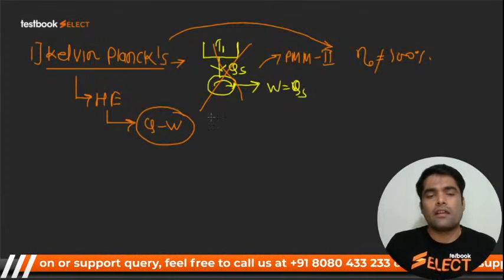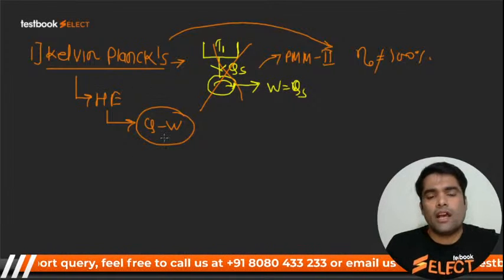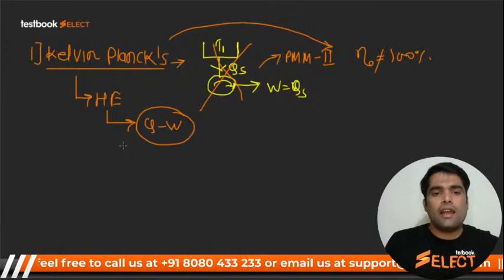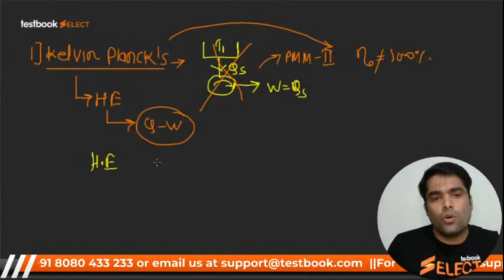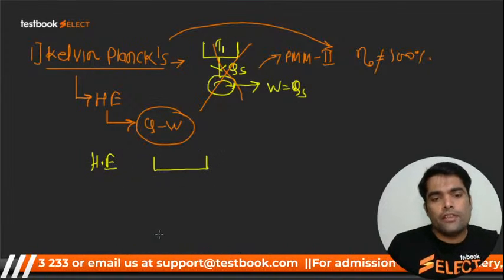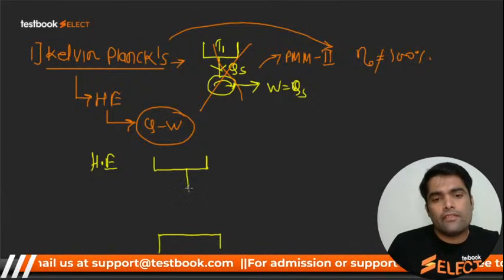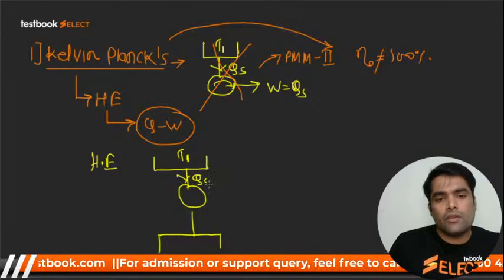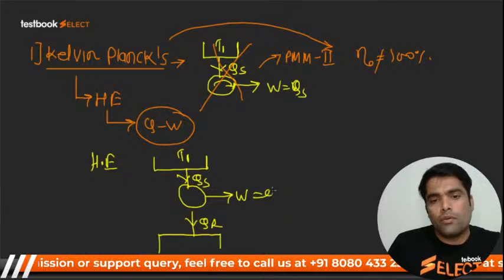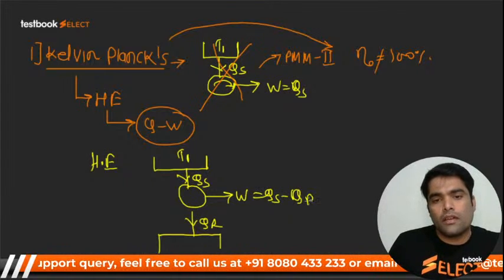Then, my dear, that is the Kelvin-Planck statement, and it also gives birth to the heat engine. So you should know what a heat engine is. A heat engine is a simple thing. It takes heat from T1. Here we have Q heat supplied, Q rejected, and W, and W is equal to QS minus QR.